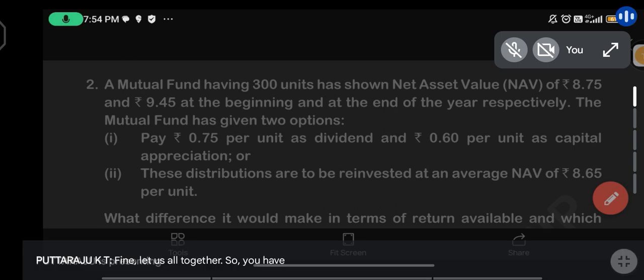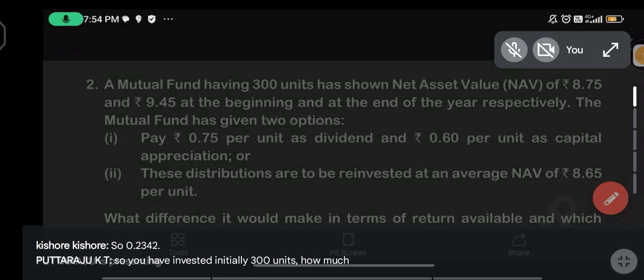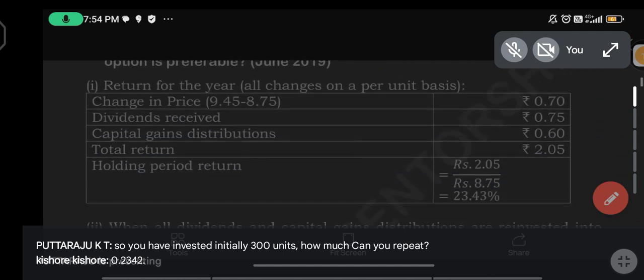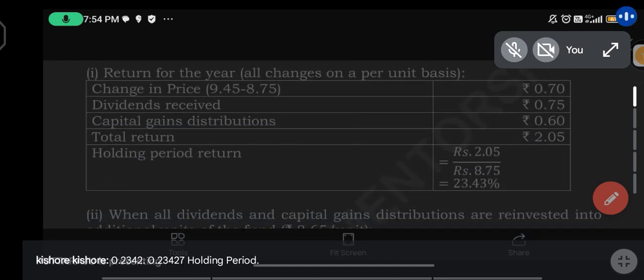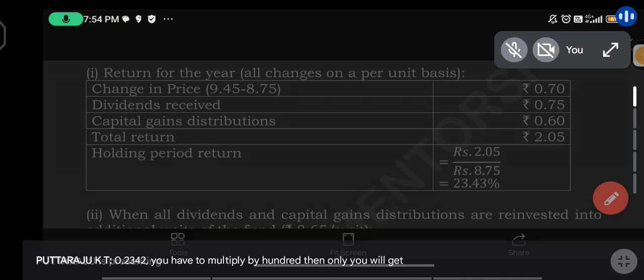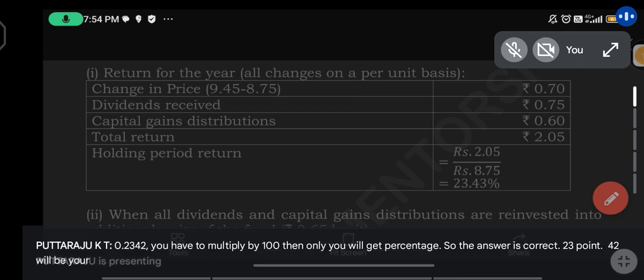So you have invested 0.2342. How much? 0.2342, sir, holding period. 0.2342, you have to multiply by 100. Then only you will get the percentage. So the answer is correct. 23.42 will be your answer.